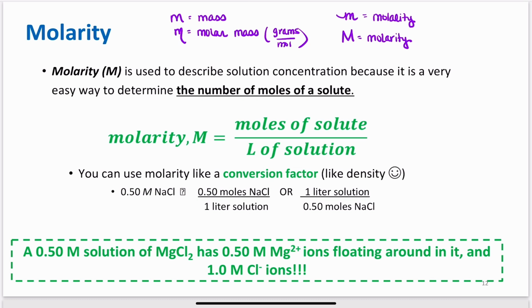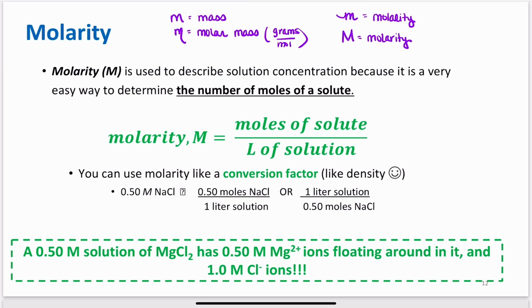But molarity, capital M, is used to describe solution concentration because it's a very easy way to determine the number of moles of solute that you have present in your solution. So again, moles of solute over liters of solution. You can absolutely use this as a conversion factor, and we will use this as a conversion factor. Students tend to forget, though, that it's such a nice conversion factor. So I'm just trying to emphasize that very clearly so you guys don't, in fact, forget. It is a great conversion factor for you.